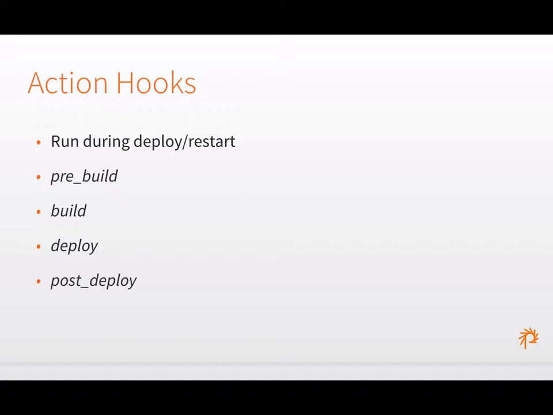Build will happen then after the pre-build. Deploy will happen before your code is deployed. So when you do a git push, before it gets deployed, deploy will run. And then finally, post-deploy is after your code has been deployed and everything has started up.